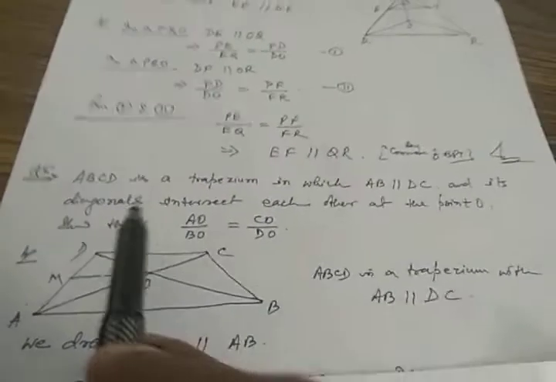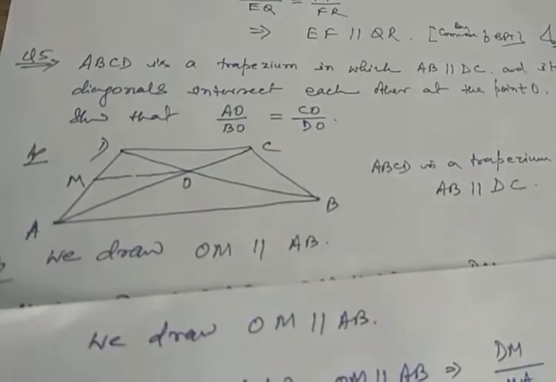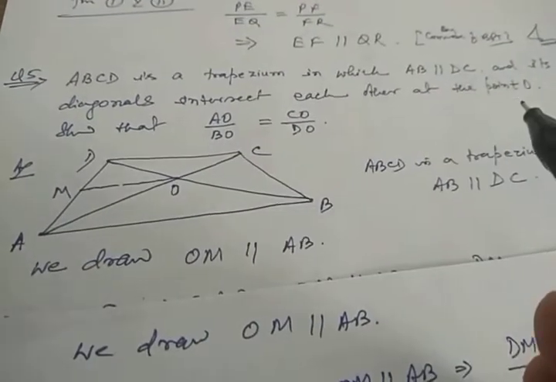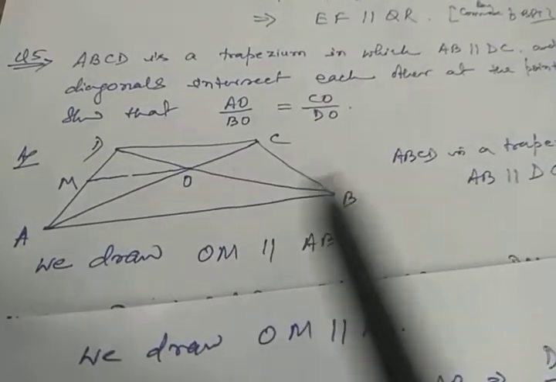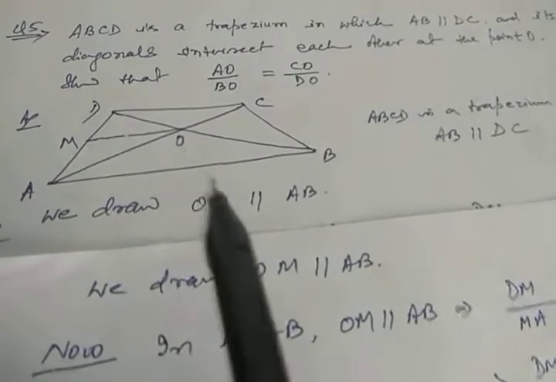See here. It says that ABCD is a trapezium in which AB is parallel to DC. Sometimes a figure is given and sometimes a figure is not given. So let's see, ABCD is a trapezium in which AB is parallel to DC. Diagonals intersect each other at the point O, and then I have to prove this result. Is it clear? So I have taken the trapezium ABCD, diagonals meeting at O.